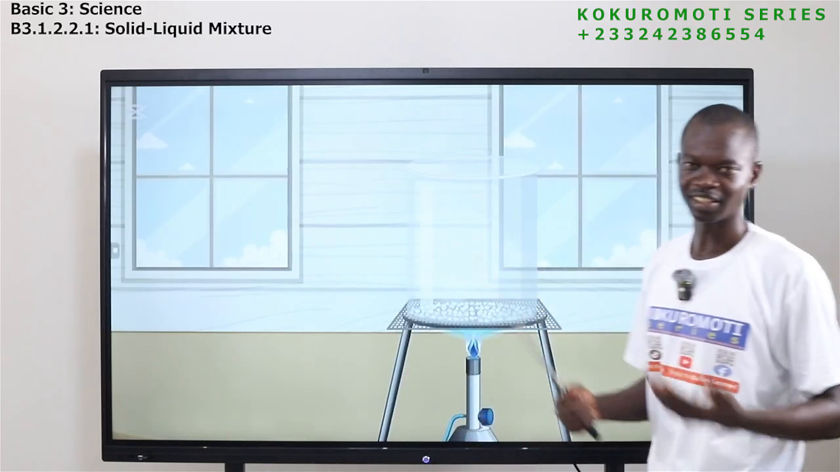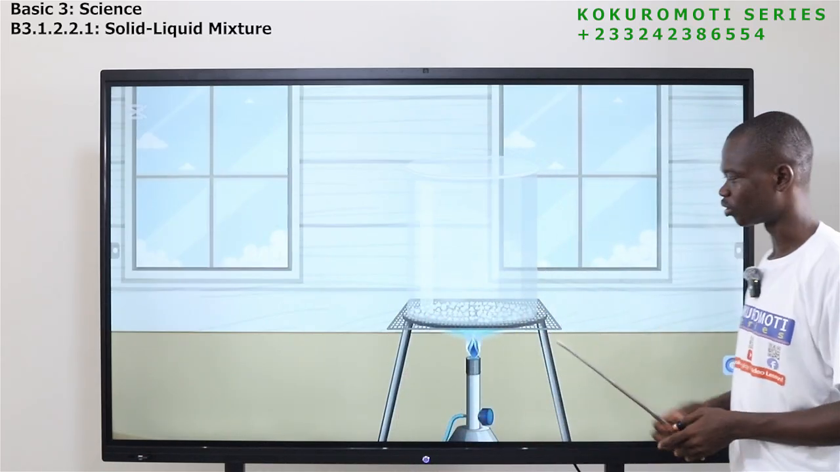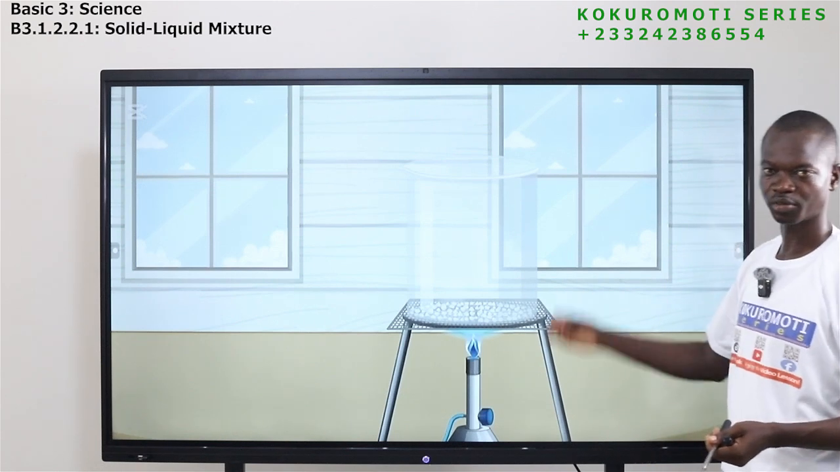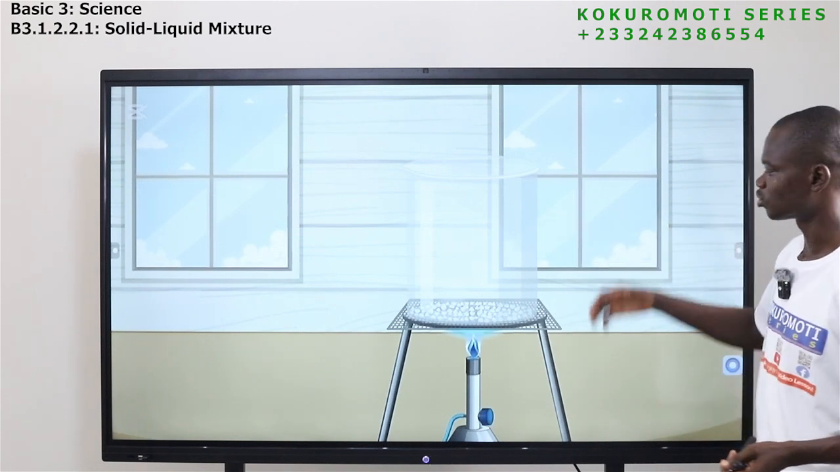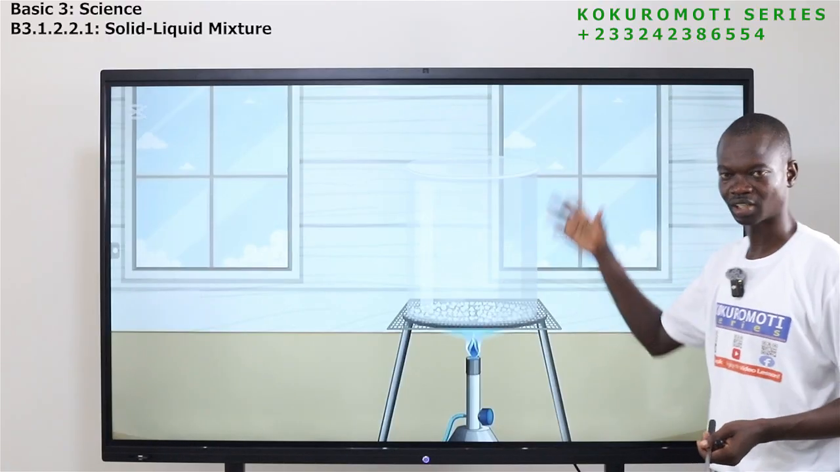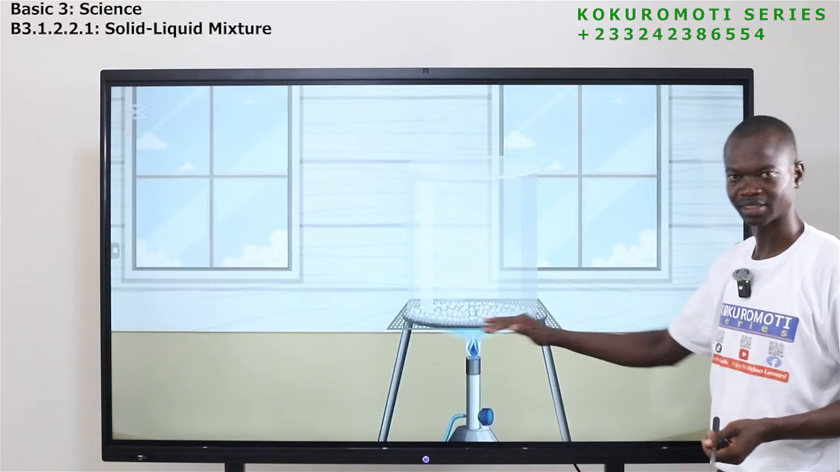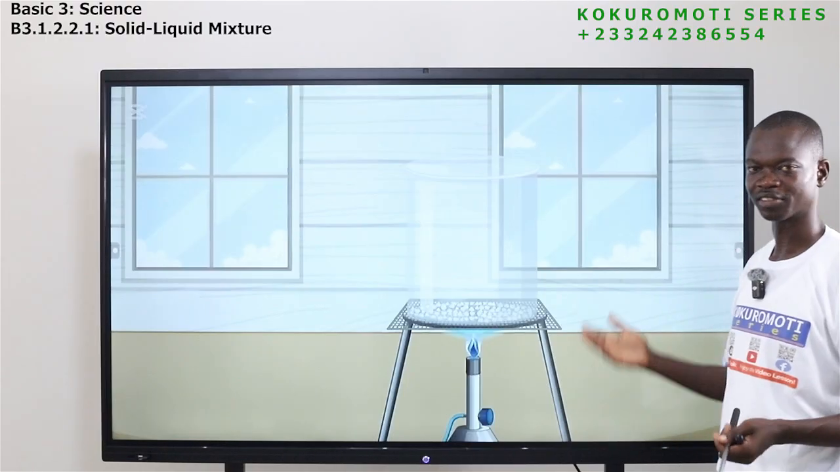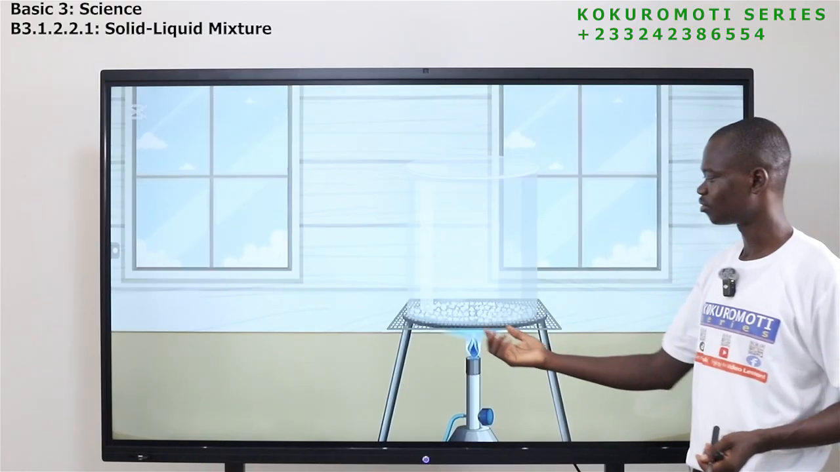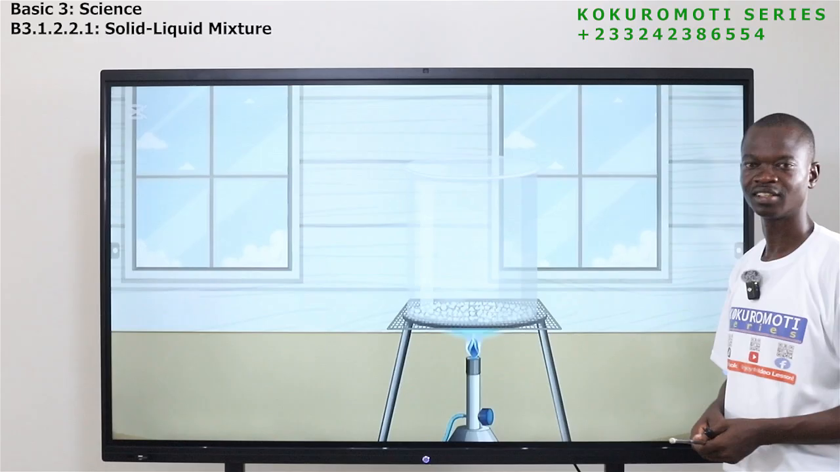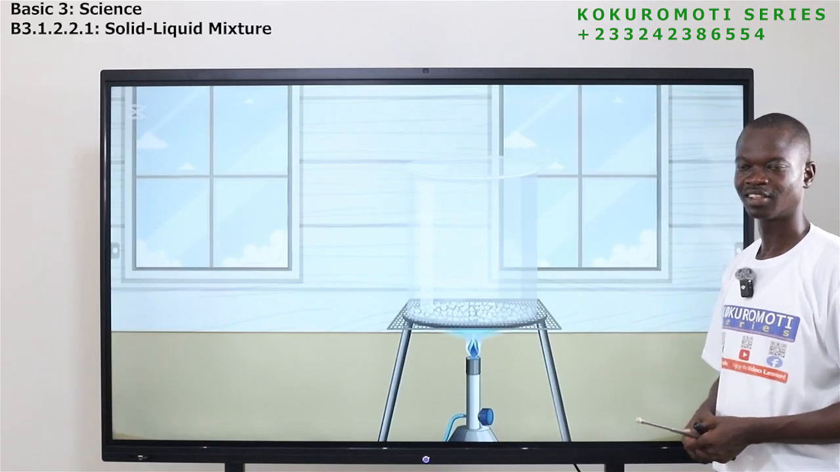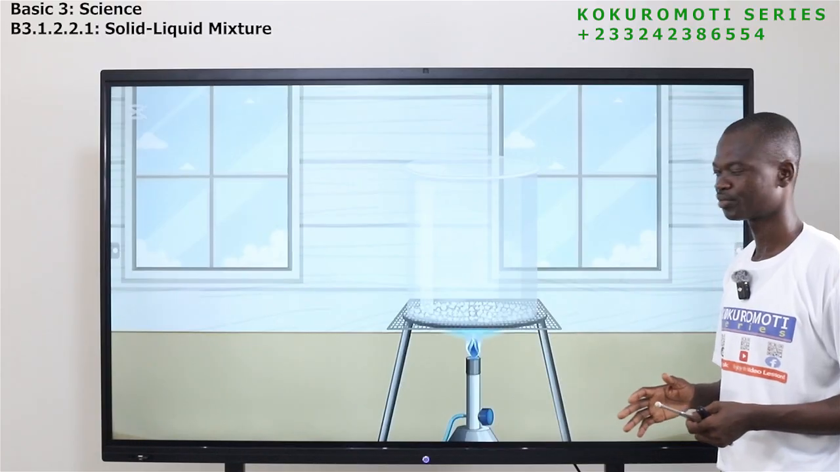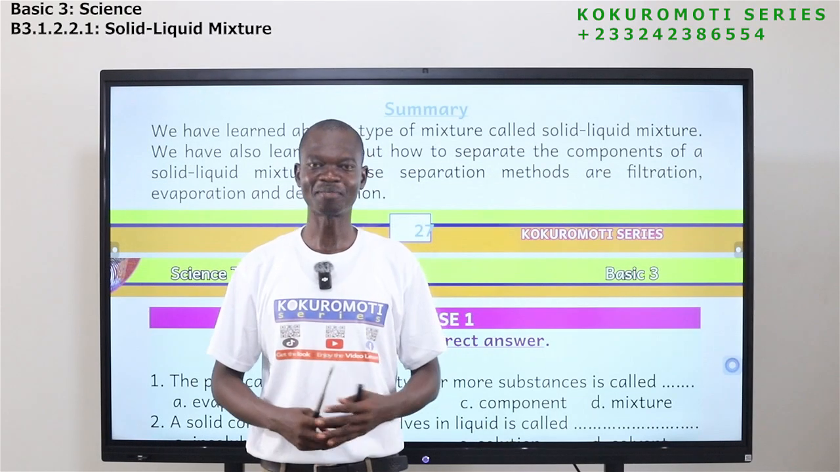Without heat, there is no way evaporation can take place, because heat will change the water from liquid state to gas. So when it changes from liquid state to gas, it will leave the solid particles like what you have here. Now we have separated the water from the salts. So this is all about evaporation.